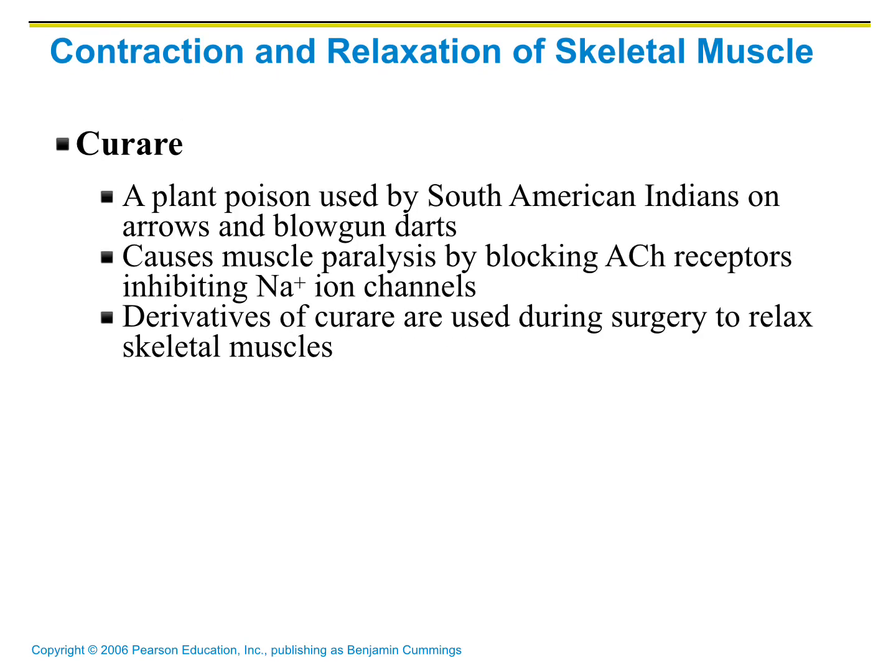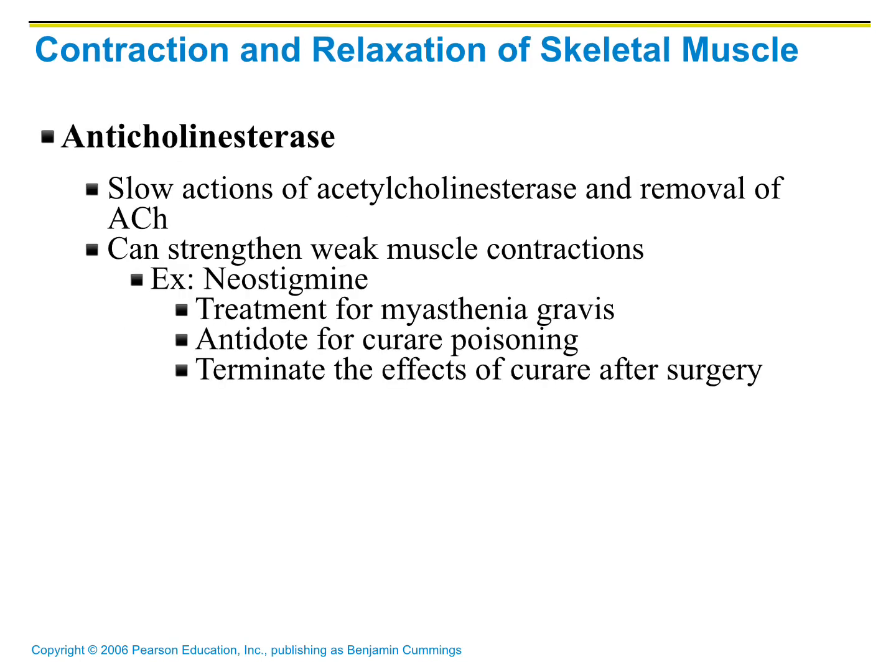Curare is a plant poison that actually causes paralysis by blocking acetylcholine receptors, and so it inhibits those sodium ion channels. And derivatives of curare are actually used during surgery to relax skeletal muscles. There's something called anticholinesterase. What this does is slow down the actions of the enzyme acetylcholinesterase. So basically it's slowing down the removal of acetylcholine. So this will oftentimes be used to treat myasthenia gravis. It can be an antidote for curare poisoning. It can also terminate the effects of curare if it's used for surgery.